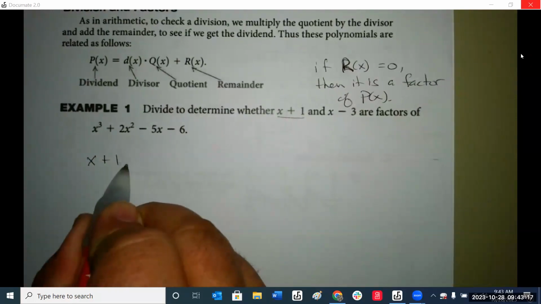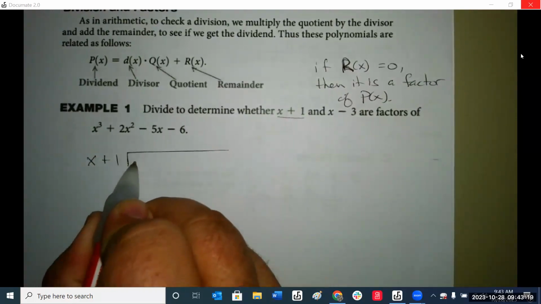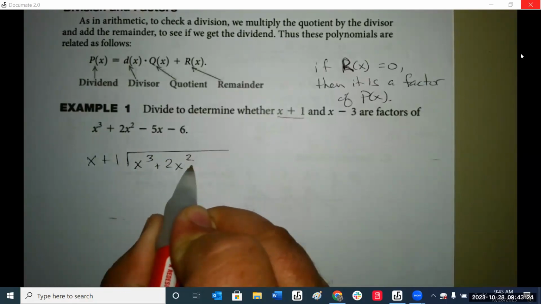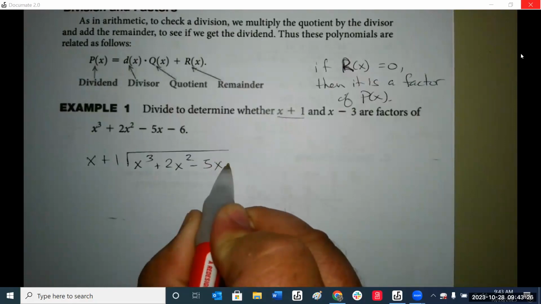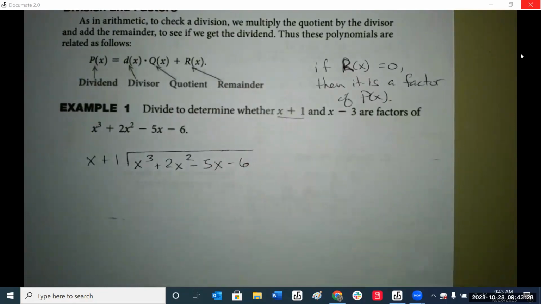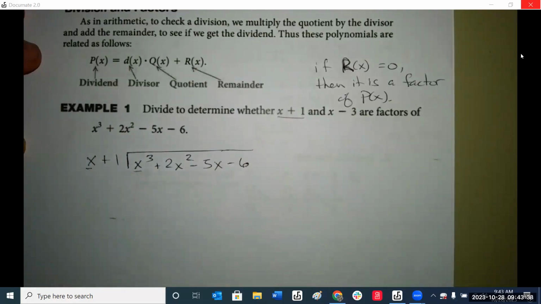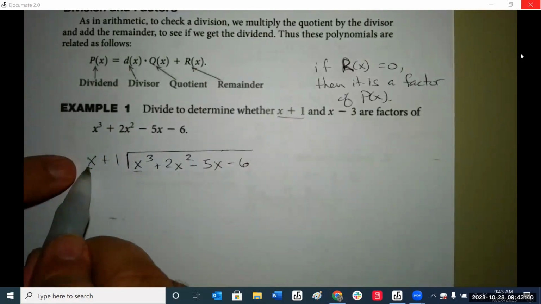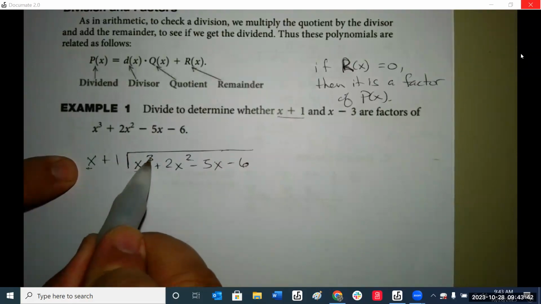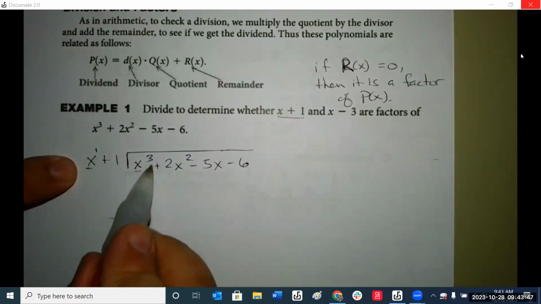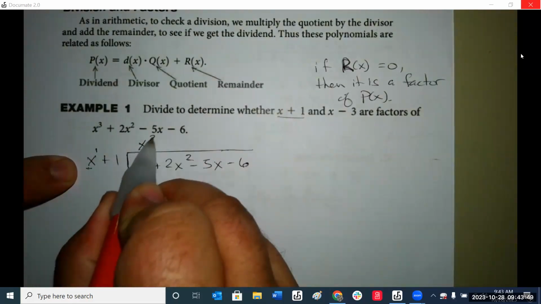X plus 1 goes into x cubed plus 2x squared minus 5x minus 6. This is long division. To do long division, we always look at the leading term of where we are. What times x gives me x to the third power? Remember, there's 1 already here. I need 2 more. So it's x squared.